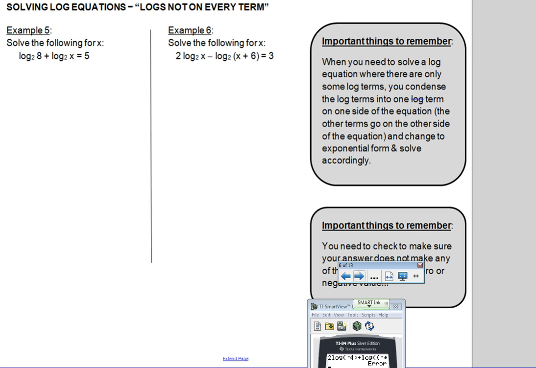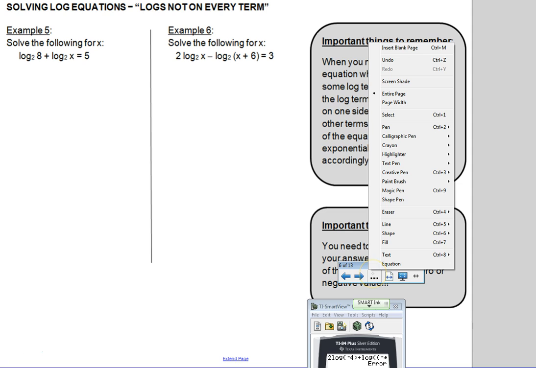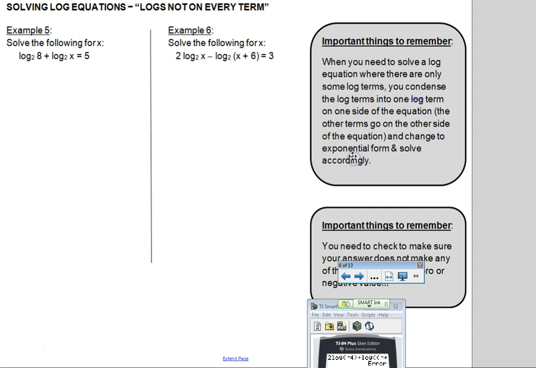And then the last type, examples 5 and 6, notice we have a log on some of the terms, but we don't have it on all the terms. So if that happens, you cannot just drop the logs, because where did they go? Why did you get rid of it? So on this particular problem, we are going to still condense. So these two right there, there's a plus sign between them. So we're going to condense it by using our rules, which are to multiply.